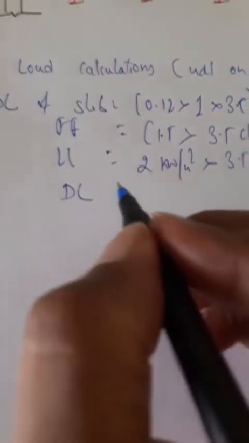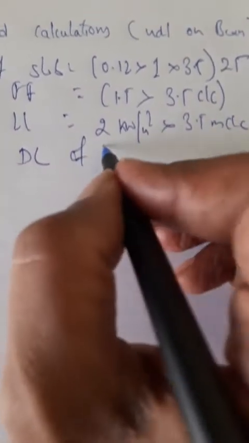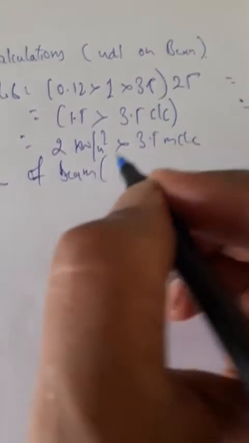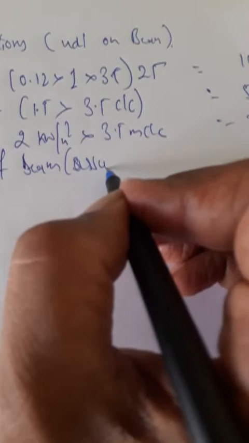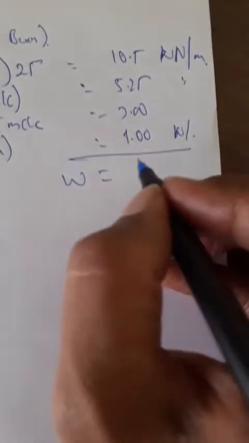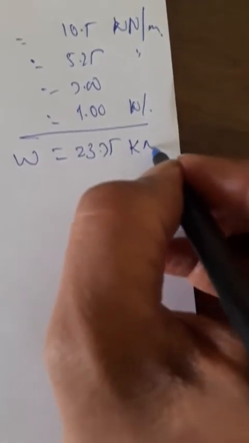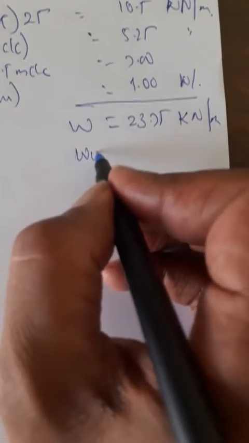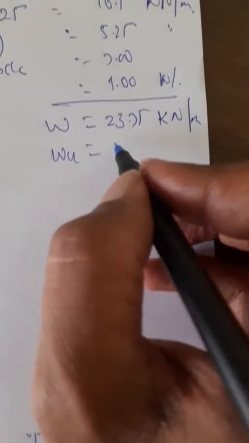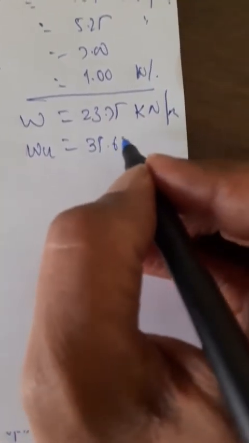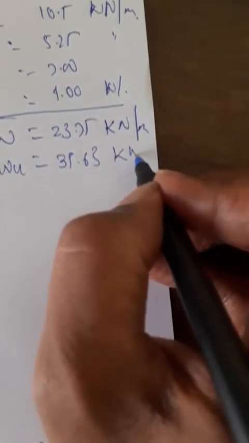Dead load of beam, that is self weight. This is an assumed value. So the usual typical value is 1.00 kilonewtons per meter. So these are the loads. W is 23.75 kilonewtons per meter. Calculate the factored load WU, 1.5 into W, that gives the answer 35.63 kilonewtons per meter.